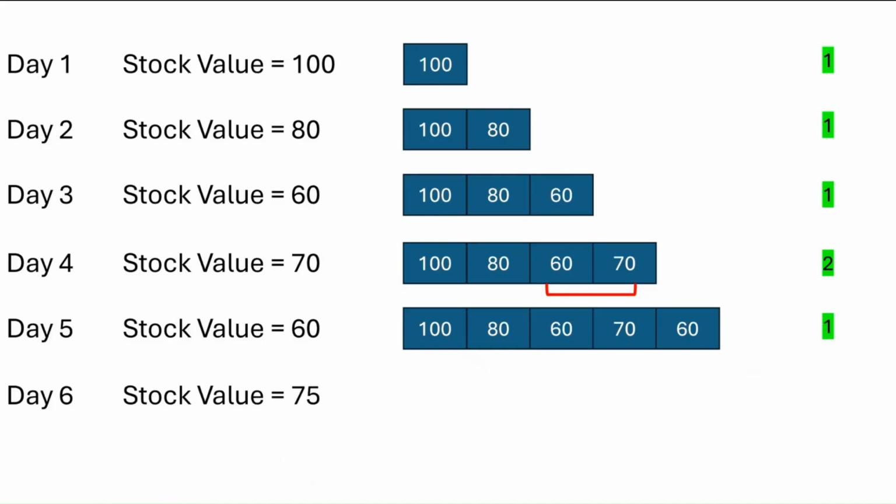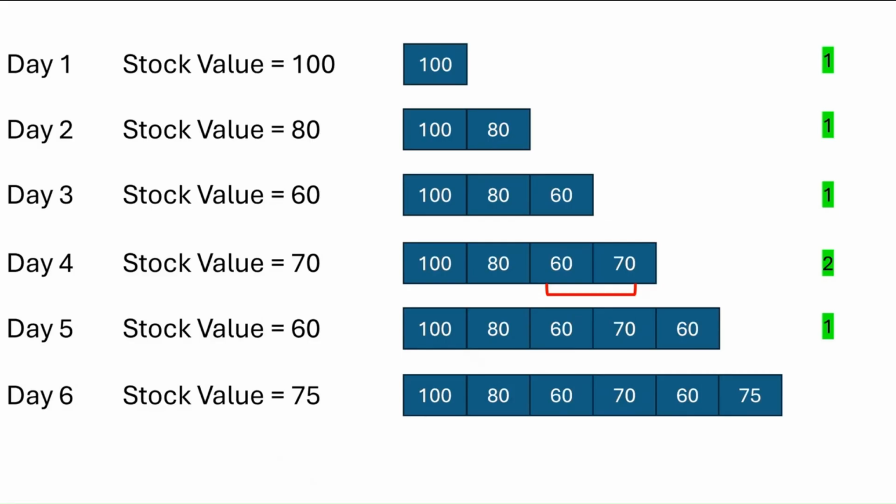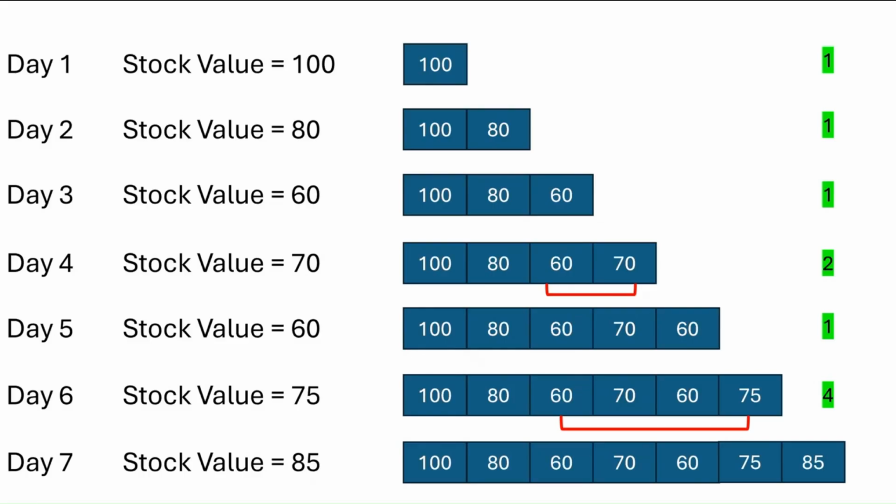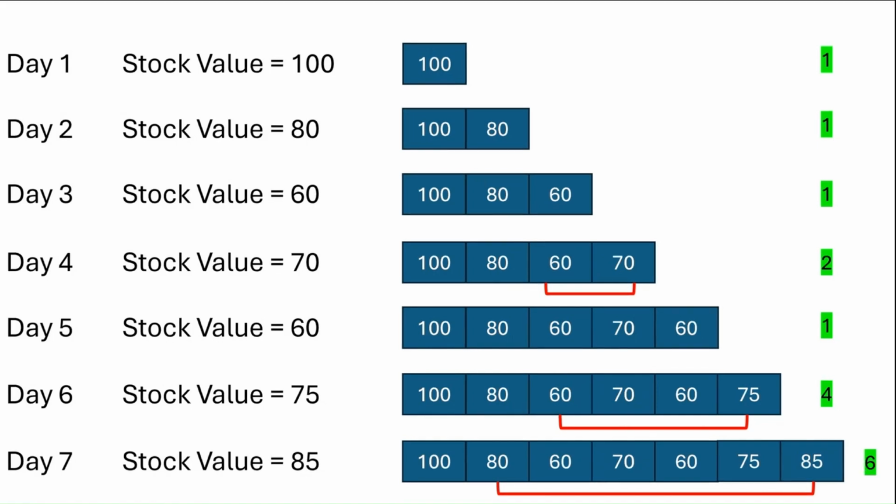For day 6, when we receive the stock value 75, the span is 4. How? Starting from the current day, these are the 4 days where the stock price was less than or equal to 75. That's why the span is 4. And on day 7, when the stock value is 85, the answer is 6. Why? Because starting from today and going backwards consecutively for 6 days, the stock price was less than or equal to 85. That's why the span answer is 6. Now we understood the problem statement very clearly.